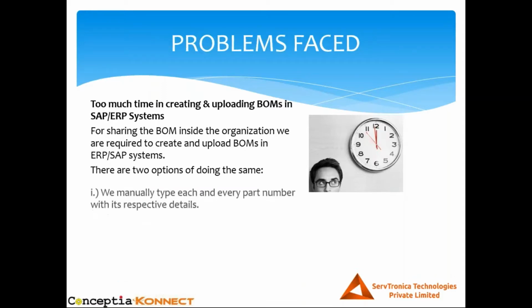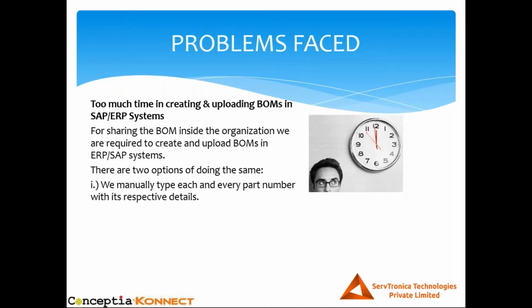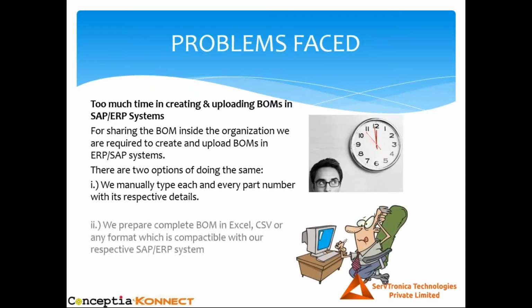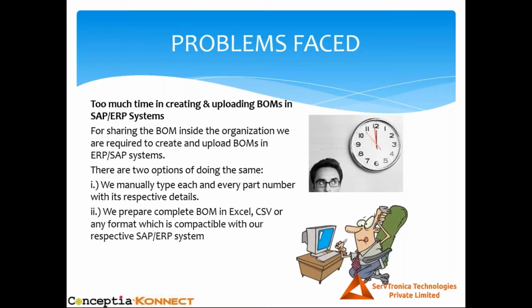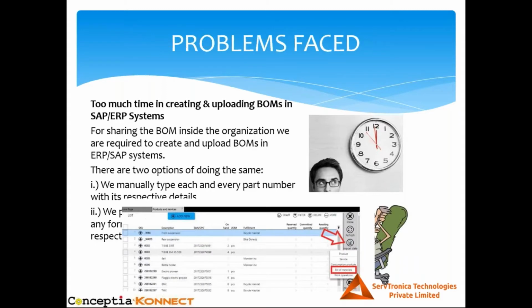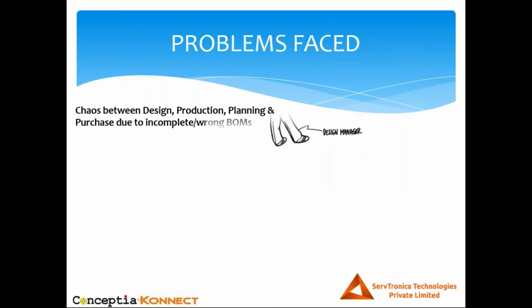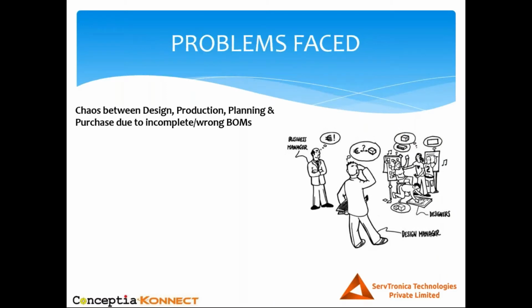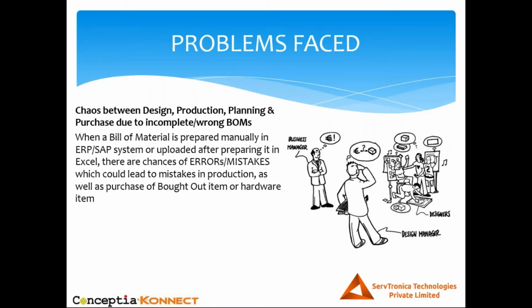How do they do it? They manually type each and every part number in the respective column of the SAP or ERP system with all the details, or they prepare an Excel or CSV format which is uploaded in the ERP or SAP system. Both are manual processes and time-consuming jobs. When it's a manual process, there are chances I make a mistake. When I'm handling 200, 300, 400, 500 components on a day-to-day basis, there are chances I make mistakes. And this mistake is not identified during the design phase, but during the production of the assembly stage, which becomes too late for us.